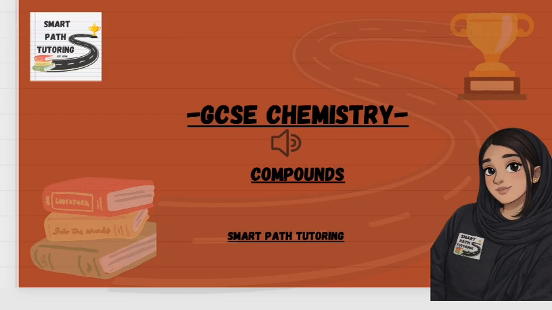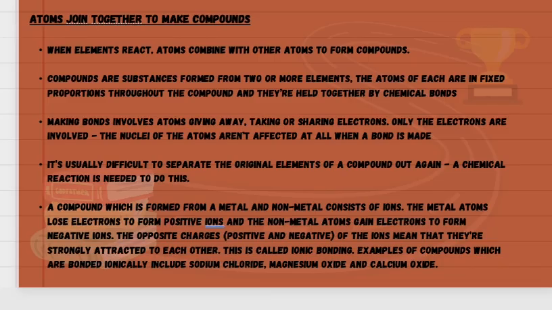This is about compounds. Atoms join together to make compounds. When elements react, atoms combine with other atoms to form compounds. Compounds are substances formed from two or more elements. The atoms of each are in fixed proportions throughout the compound, and they are held together by chemical bonds.